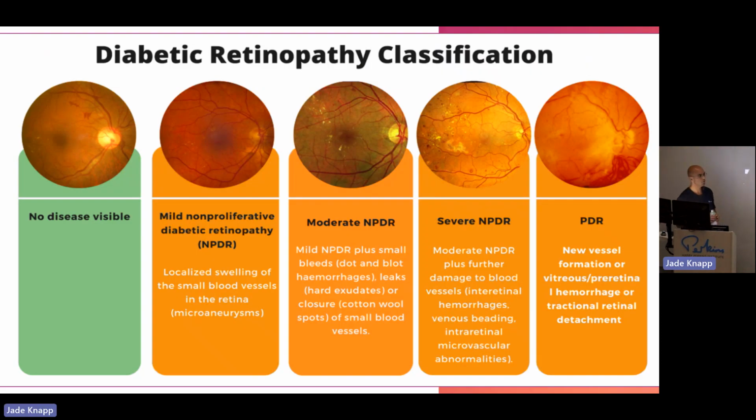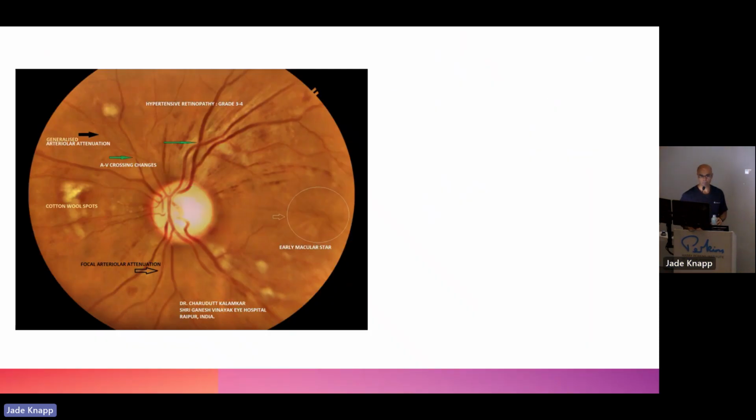This is a good slide for showing you the progression in severity of diabetic retinopathy. It goes from no visible disease to mild, to moderate, to severe, and then PDR, which means proliferative diabetic retinopathy. Again, I won't go too much more into this, but the aim of management at the primary care level, let's say GP or hospital doctor, is to prevent people getting to definitely PDR, but even to severe or moderate. So they need to be screened and diagnosed early.